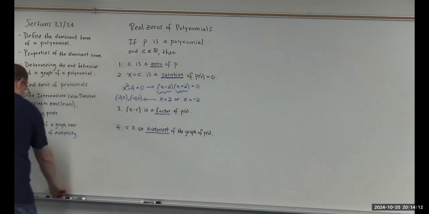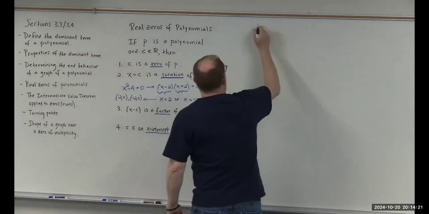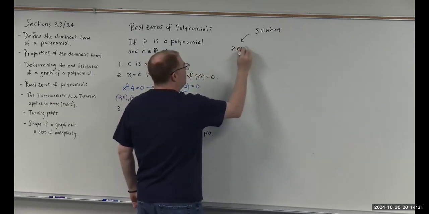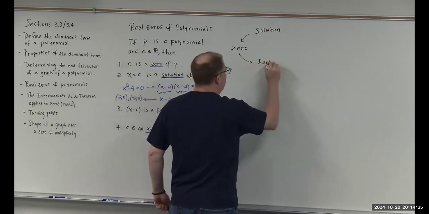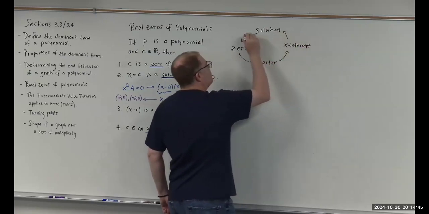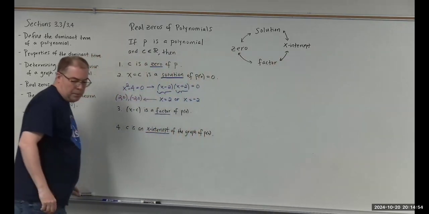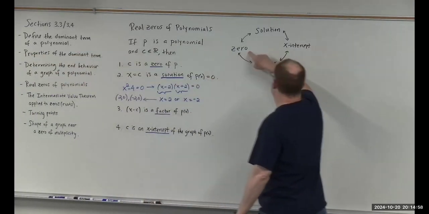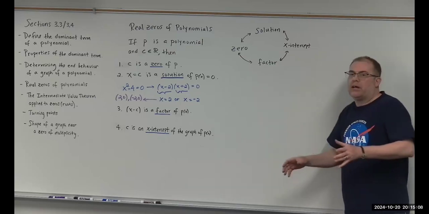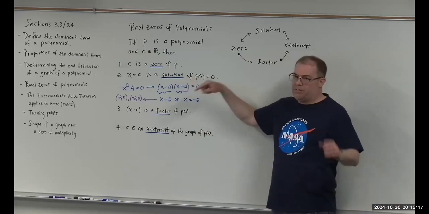In fact, we can write this basically in a logical circle. We have solution, zero, factor, x-intercept, and connect these all. If you're talking about zero, zero is connected to the x-intercept. The x-intercept you can connect to the solution, and then the solution can be connected to the factor. So they're all related to each other. This is what we mean by logical. They're all logically equivalent. So if one of these is true, then they're all true. If one of these is false, they're all false.